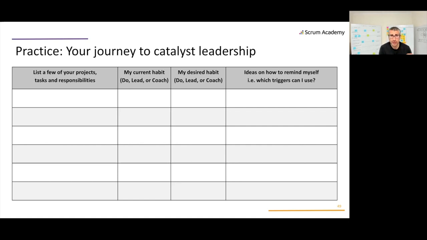Now, let me give you a clear or concrete example. When I heard about this specific topic many years back, what I decided as my concrete next step to become a more effective leader was to think about every single responsibility that I have and consciously make a choice. Do I do it? Do I lead it? Or do I coach someone else doing it? Right? Now, how do you remember to make that conscious choice? I looked at my existing habits, and one of the habits that I had with regards to tasks was the following.